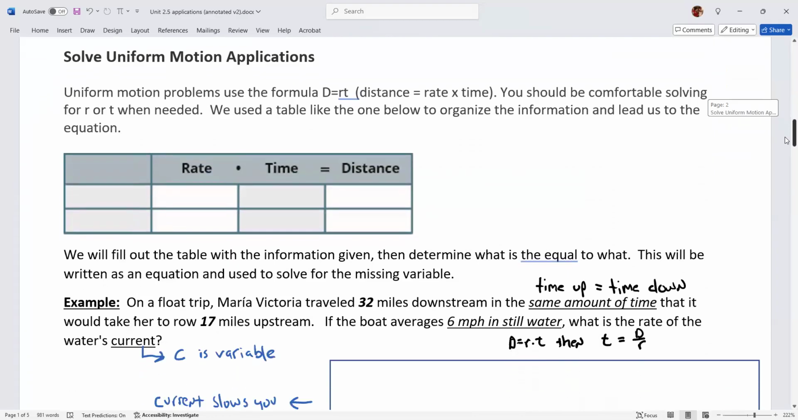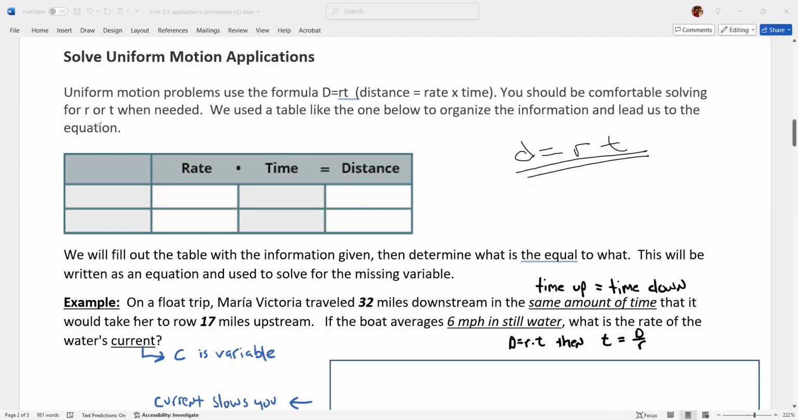Uniform motion, a little bit more difficult. Okay. With these problems you're going to create a table if you want to. You don't have to. But the key thing that you're going to know with these particular problems is the formula: distance is equal to the rate times the time. Now you may have to manipulate this particular equation depending on what you're given.